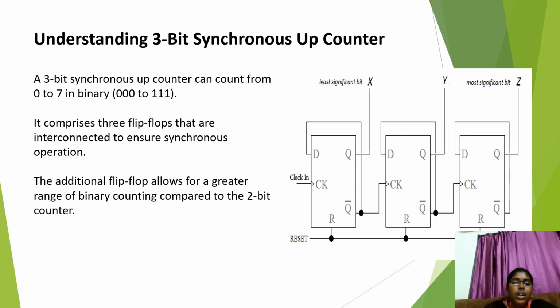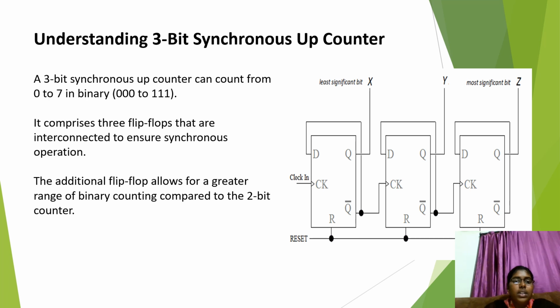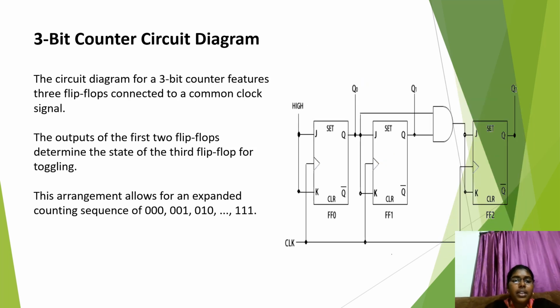Now we want to come to the 3-bit synchronous up counter. The 3-bit synchronous up counter can count from 0 to 7, in binary 000 to 111. It comprises three flip-flops that are interconnected and ensure synchronous operation. The addition of a flip-flop allows for a greater range of binary counting.